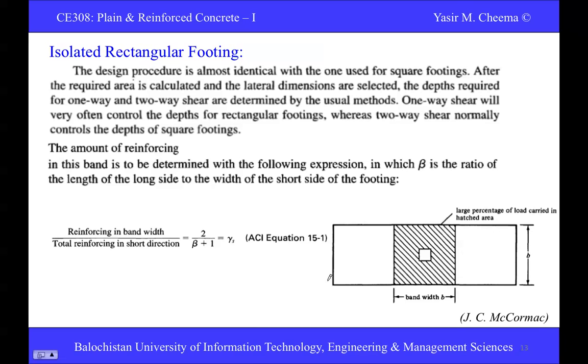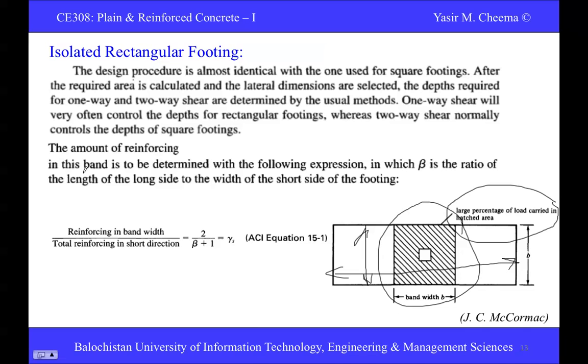This dimension is the full length of the isolated footing, and this one is the width of the footing. In the case of the rectangular footing, this band width requires more steel reinforcement. In this area we provide more reinforcement because this area takes the larger percentage of the load, so that's why more reinforcement is required here.